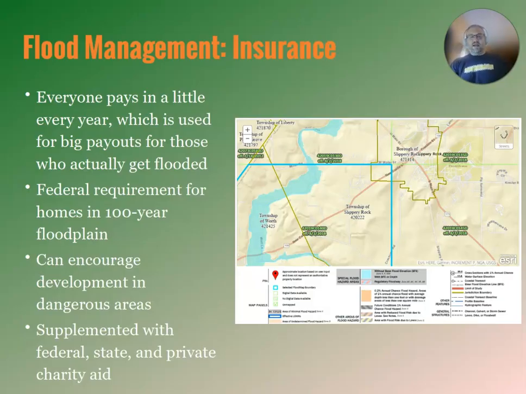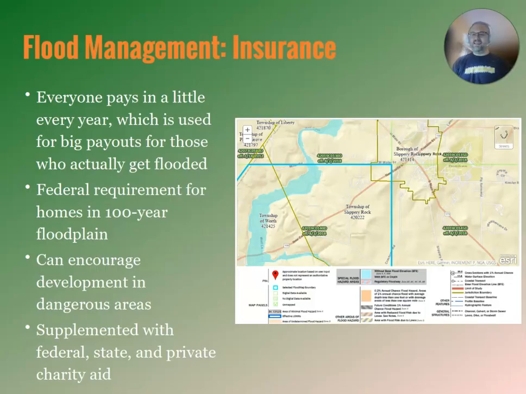And it's often supplemented with federal, state, and private charity aid. So after a big flood, often either the federal or state government will step in and give additional aid money to people because sometimes your insurance policy doesn't cover everything that you would need to get back on your feet. And there are charities, people will start their own, like a GoFundMe or something, and then there are organizations like the Red Cross that will gather money and use it to help people out.